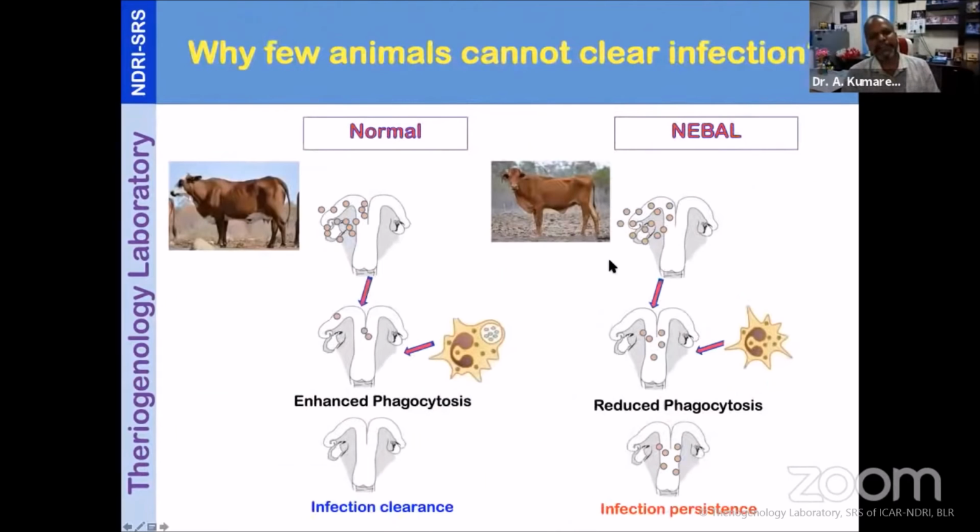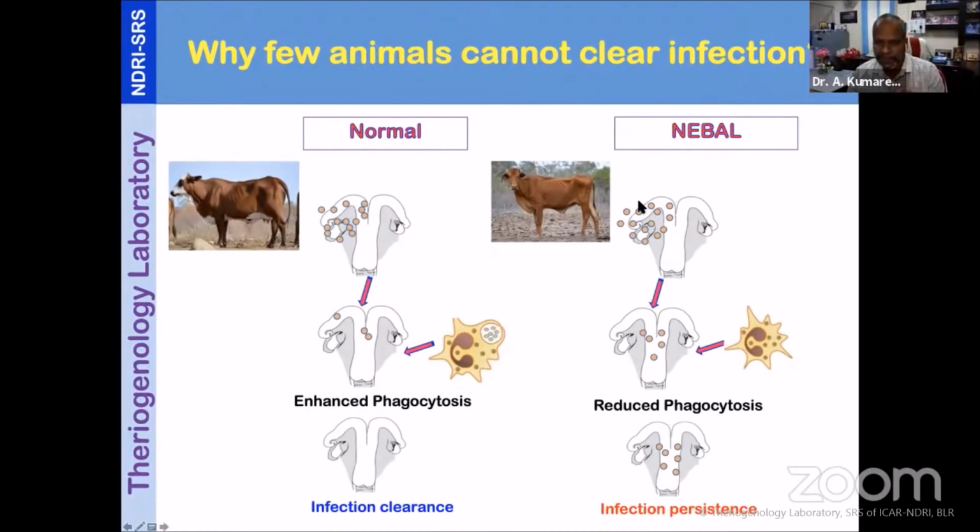So what happens? It is a big question. Why can a few animals not clear infection? On the left side, I have talked about normal animals, so I'm not going to explain. But you see the right side, this poor fellow. What is the body condition of this poor fellow? And we expect that this poor fellow should eliminate everything. Here, this animal is suffering from negative energy balance. What negative energy balance is and how it is important, I will explain in the later part.